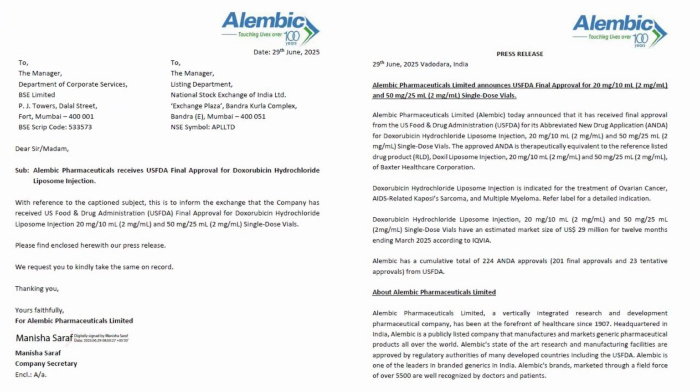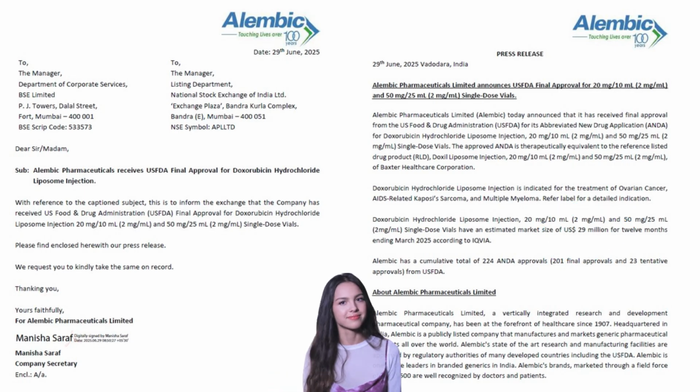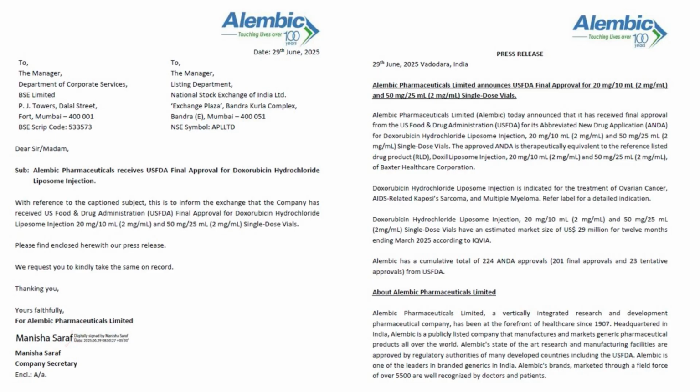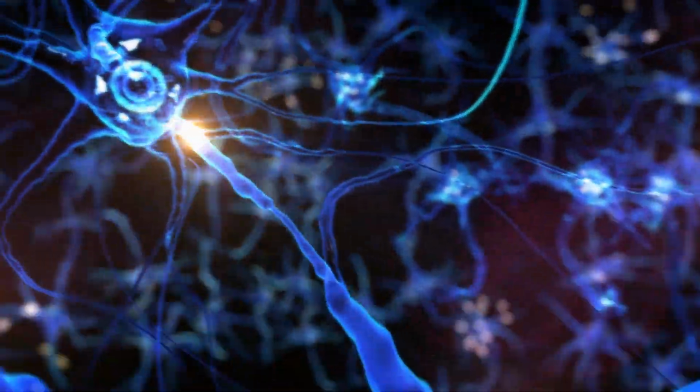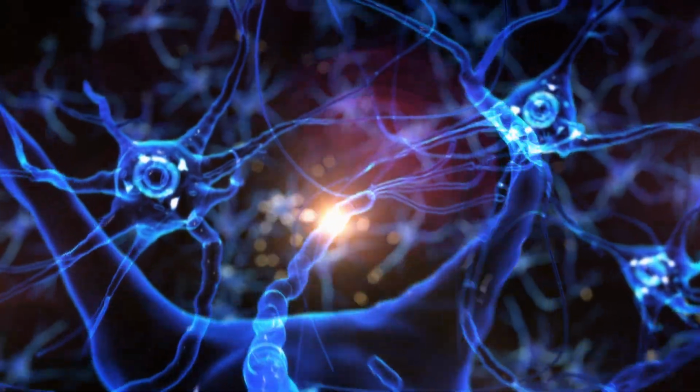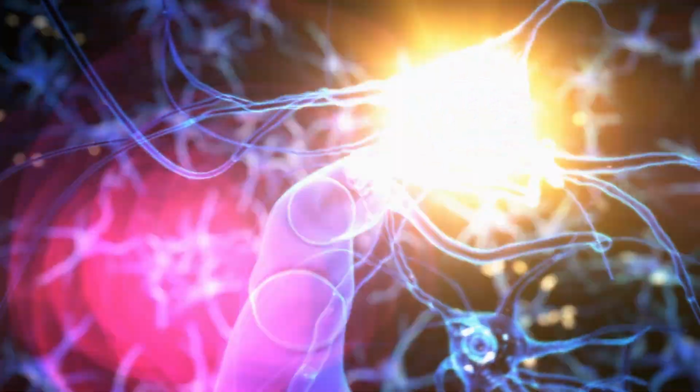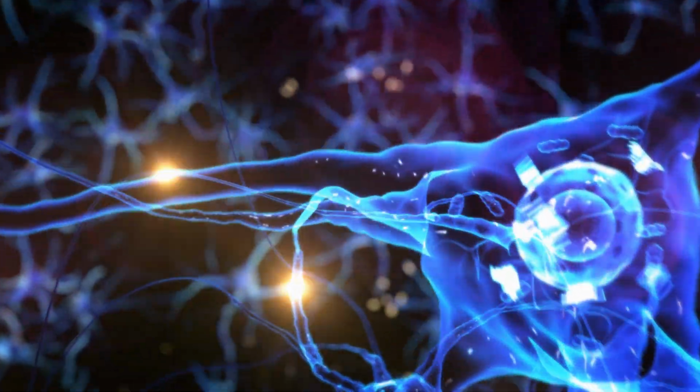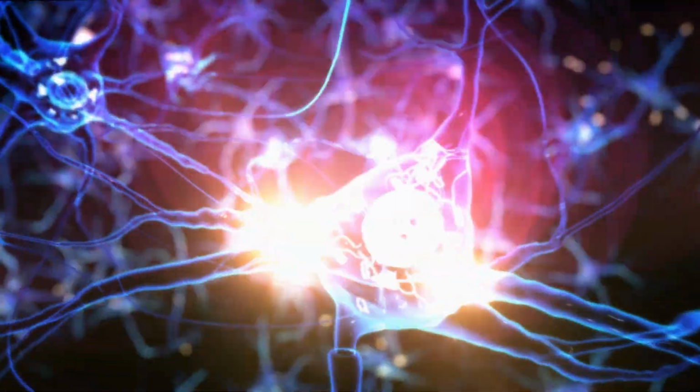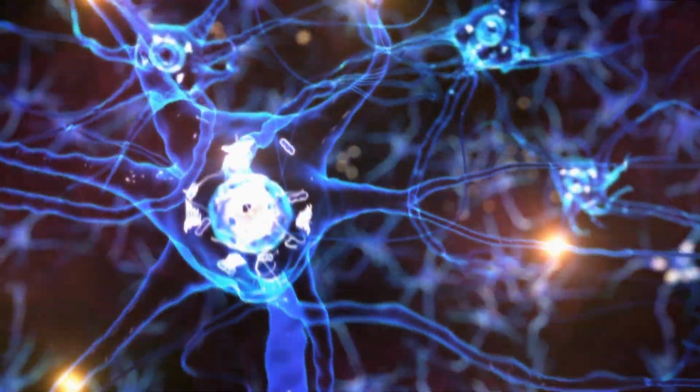Turns out Alembic had just received final US FDA approval for a cancer drug, and that drug had a revenue potential of $29 million. My obvious follow up was, how the hell do you know all of this? And his answer, well, it sent me down a complete rabbit hole. The developer inside me kicked in, and I started to spot patterns. And let me show you what I'm talking about.